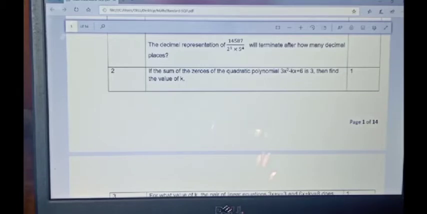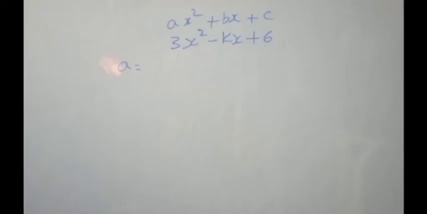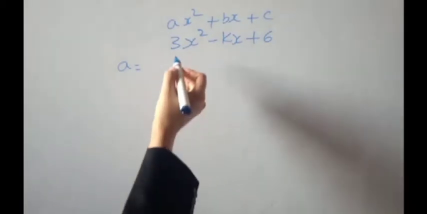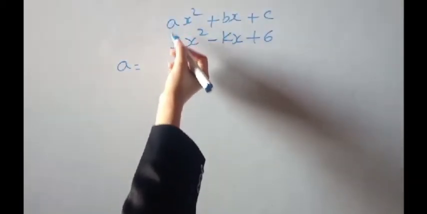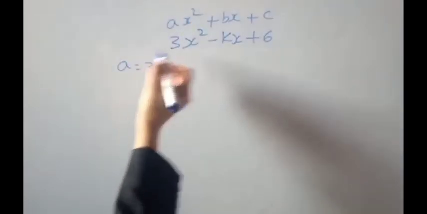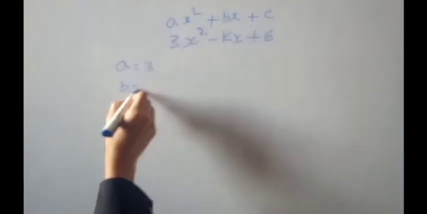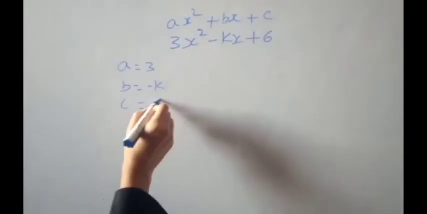If the sum of the zeros of the quadratic polynomial 3x square minus kx plus 6 is 3, then find the value of k. Here the polynomial is given and we have to find the value of k. The sum of zeros is also given. The given polynomial is 3x square minus kx plus 6. It is in the form of ax square plus bx plus c. So a is equal to 3, b is equal to minus k, c is equal to 6.